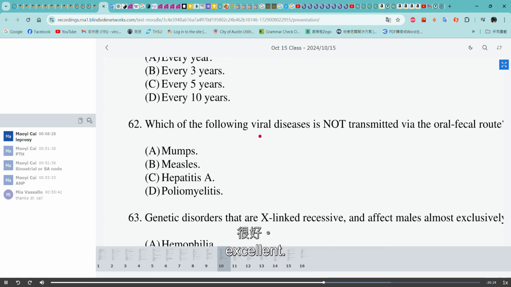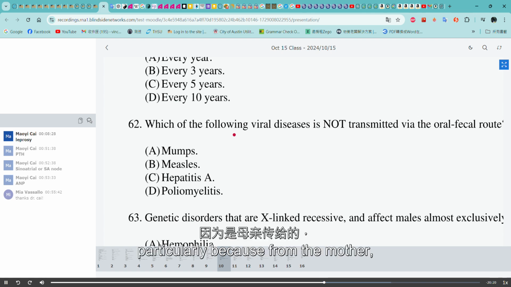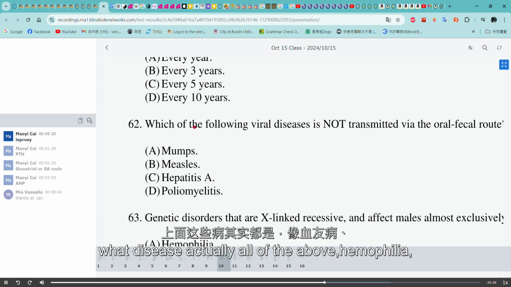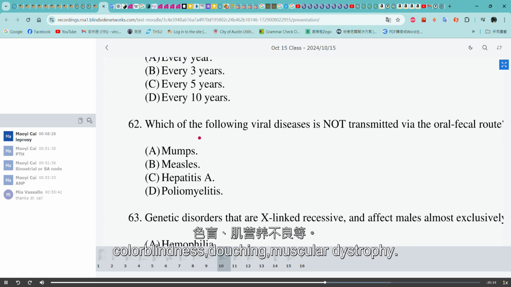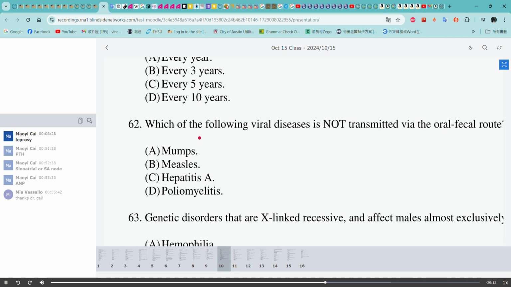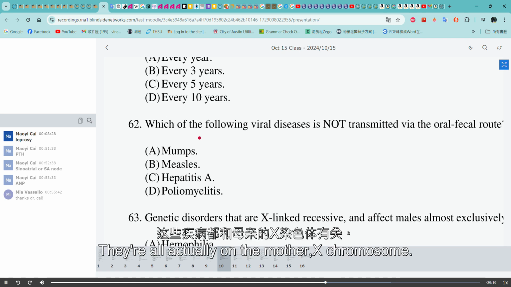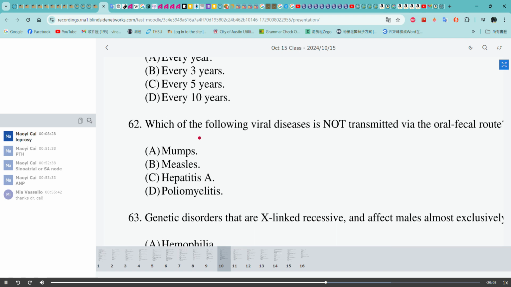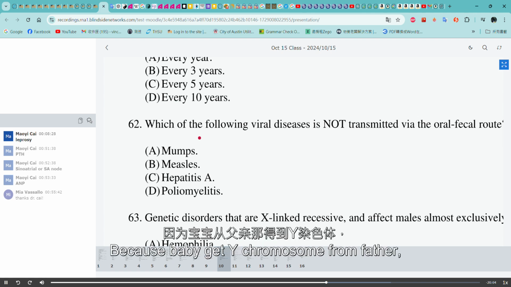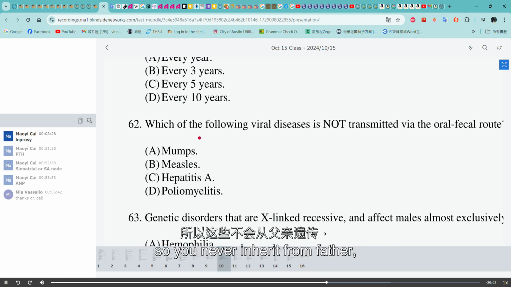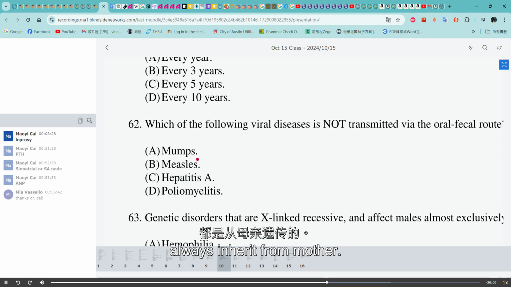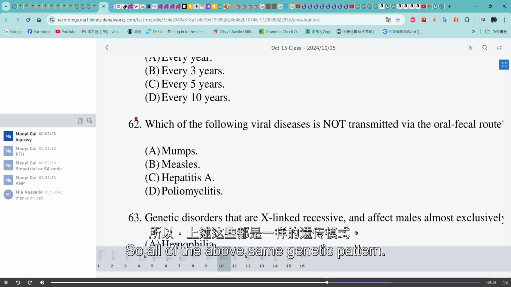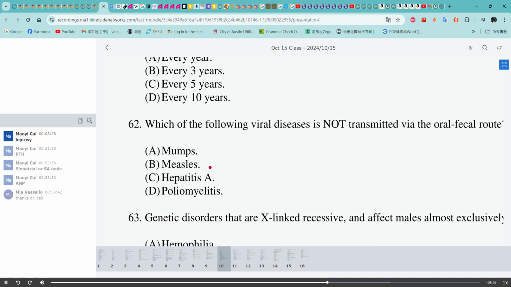63. Genetic disorder, X-linked. Affect the boys usually, particularly because from the mother. What disease? Actually, all of the above. Hemophilia, color blindness, Duchenne muscular dystrophy. They're all actually on the mother X chromosome. Given to the baby, right? Because baby get Y chromosome from father, so you never inherit from father, always inherit from mother. So all of the above, same genetic pattern. D.